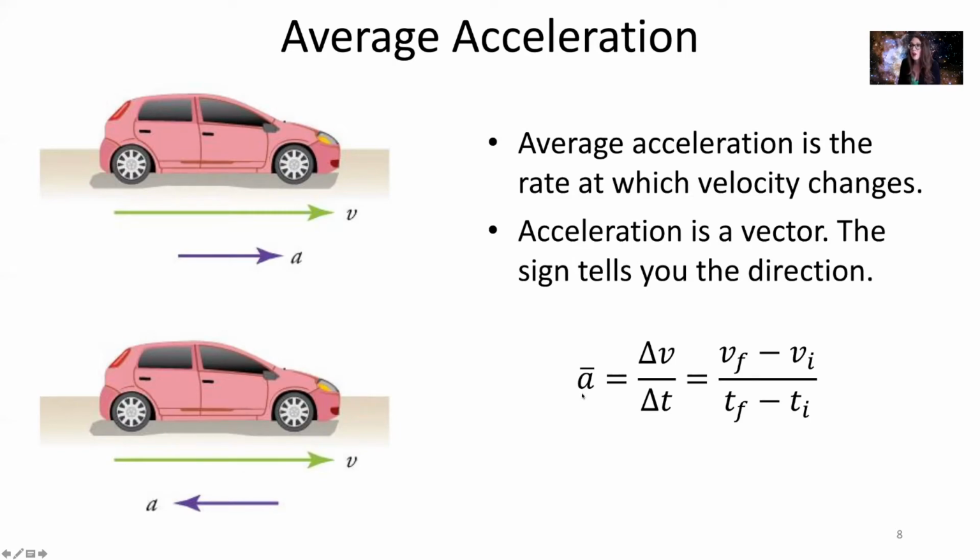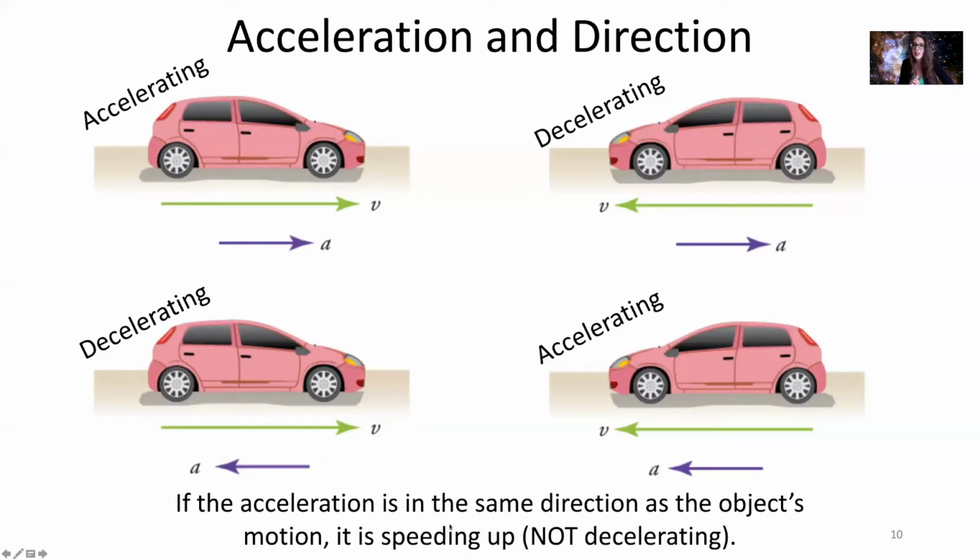So here's our equation for average acceleration. The bar on top of it denotes average. Average acceleration is equal to your change in velocity over change in time. So that's your final velocity minus your initial velocity divided by the total time that you traveled. If the acceleration is in the same direction as the object's motion, then that object is speeding up. If the acceleration is in the opposite direction of the object's motion, then that object is decelerating. It is slowing down. So here are 2 examples of objects that are accelerating.